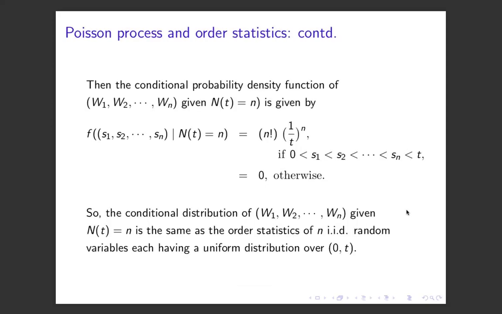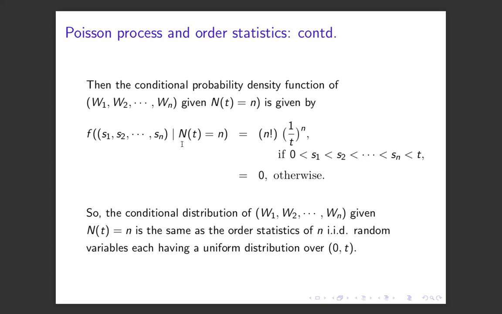So the conditional distribution of W1, W2, ..., Wn given N_t equal to n is the same as that of the order statistics of n independent identically distributed random variables, with each of them having a uniform distribution over 0 to t. Note that these Wi's are in strictly increasing order with probability 1. The probability of W1 strictly less than W2, strictly less than ... Wn is 1.